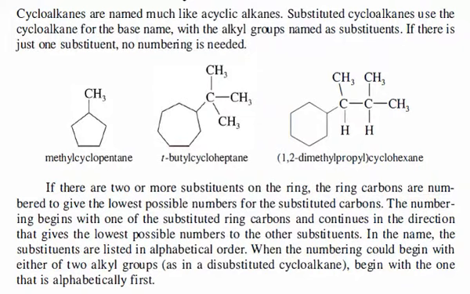So as you see on the left hand side, we have methyl cyclopentane. In the ring, we have 5 carbon atoms, so that's why we have cyclopentane, and we have one substituent, which is a methyl group. So that's why we have methyl cyclopentane.